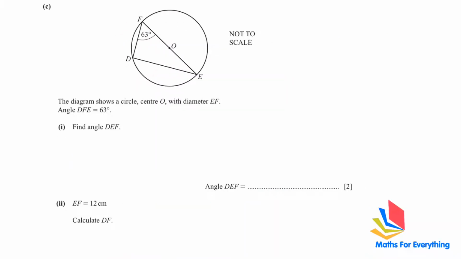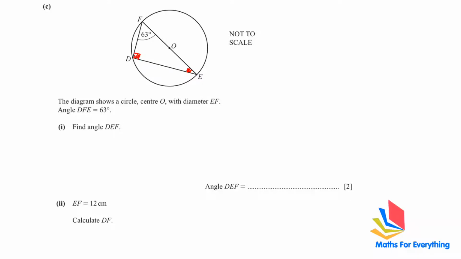This is a circle theorem question. The diagram shows a circle, center O, with diameter EF. So this is a diameter. Angle DFE is 63. Find angle DEF. We need to find DEF.